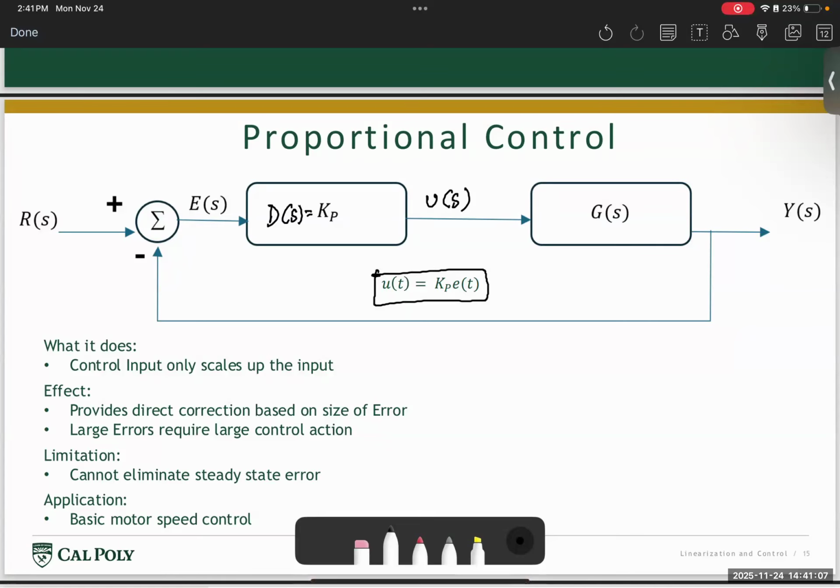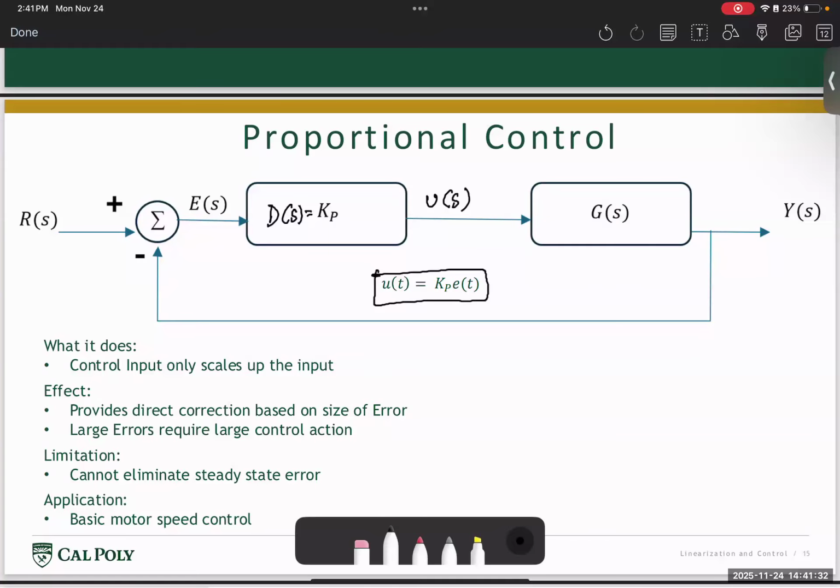Then in such a case, we say that for a second order system, if we provide some amount of proportional control, then this is as good as the system acting as though it has a spring attached to it. And the effect is very similar to the effects of the spring in a mass spring damper system. This provides direct correction to the error based on the size of the input.